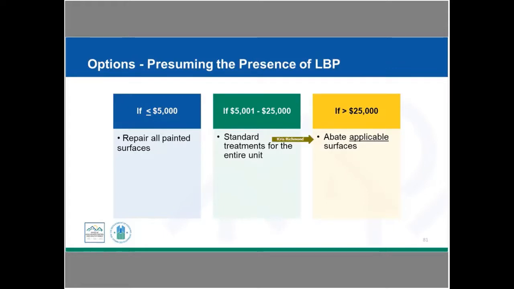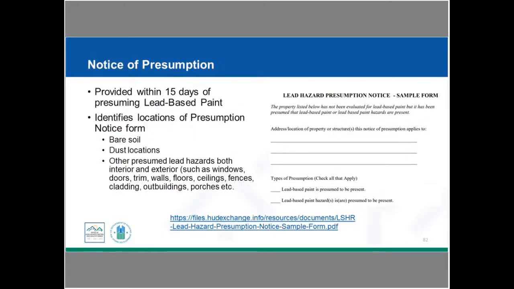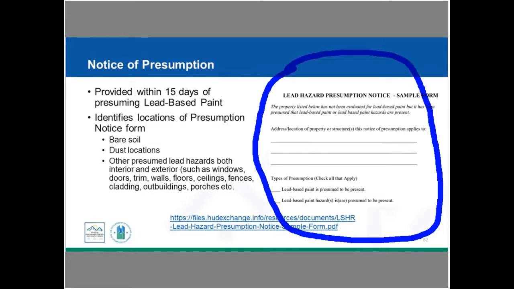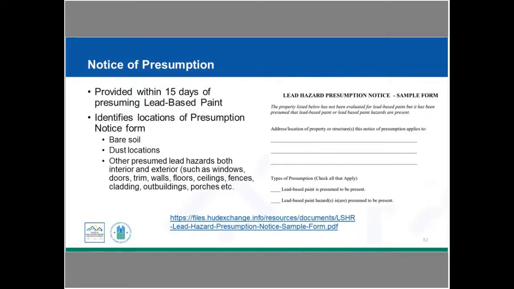Or if you're in the over 25,000 category, you're abating applicable surfaces. We need to make sure we're using our abatement contractors and our abatement workers. Again, we're getting clearance and using safe work practices as well with all of these. If you are presuming, you have to issue the notice of presumption. This is a sample of what a notice of presumption could look like. We do have a link here to the sample for the notice of presumption. This is going to be part of our toolkit. Our toolkit is still under construction, but I'm hoping in the next couple of months it'll be available to everybody.